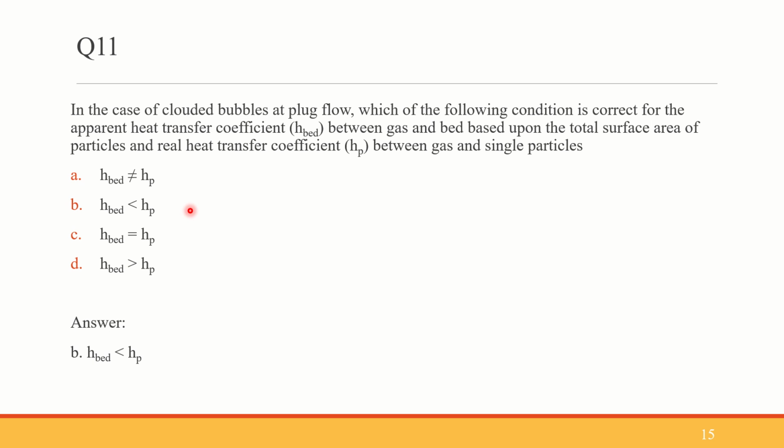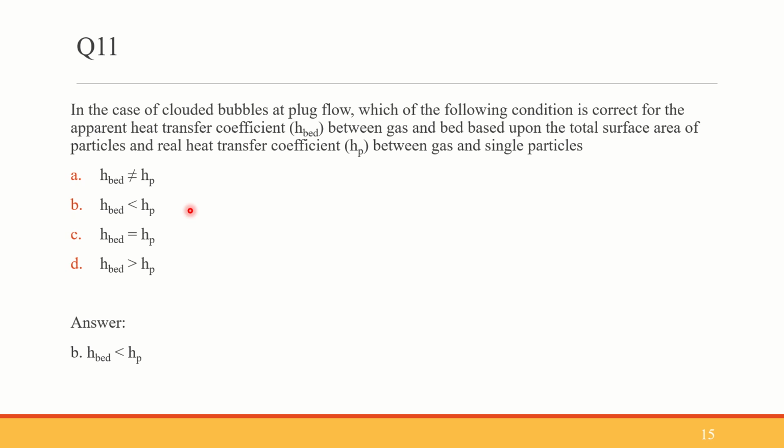Why? Because the apparent heat transfer coefficient is between the gas and the bed, and it is based upon the total surface area of the particles. And since it is clouded bubbles at plug flow, it would be less than the real one between the gas and the single particle. A gas and a single particle will have a larger heat transfer coefficient than the system where it is between the gas and the bed based upon the total surface area of the particles, because here it is clouded bubbles at plug flow. So this is the condition over which it would be true.